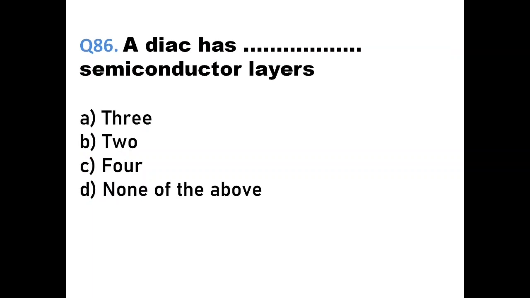Then we'll go to question number 86. A DIAC has dash semiconductor layers. As I've told you earlier, if you go with the thyristor theory, a DIAC should have four semiconductor layers. If you go with the theory where it is acting as a transistor, bidirectional transistor, then you can speak about three layers also. But don't get confused over here. You go with the thyristor theory and say that a DIAC has four semiconductor layers, because it is a member of the thyristor family along with SCR, TRIAC. No doubt it is used only for triggering, but it is a member of the thyristor family.